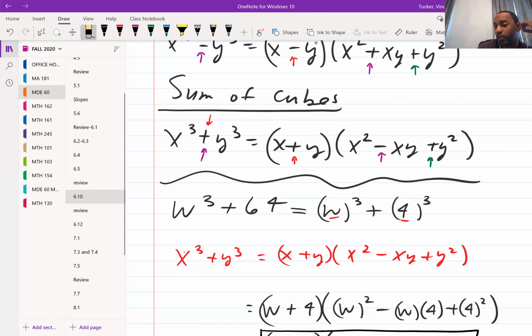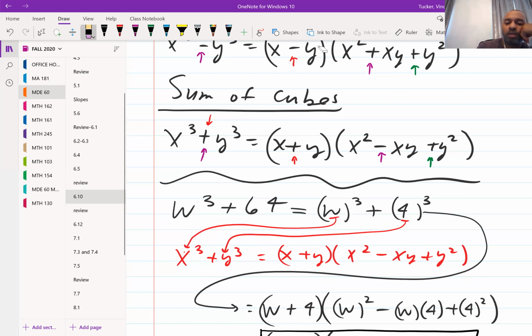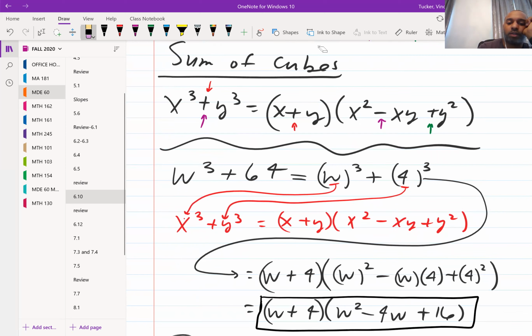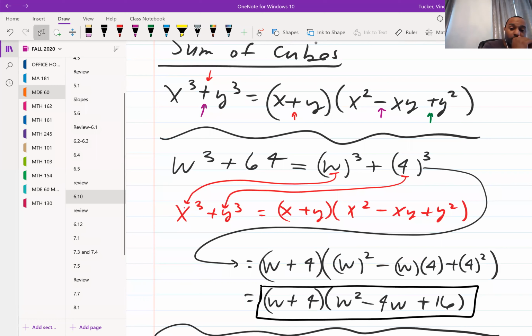All right. So looking at the formula for the sum of cubes, that means I'm going to take w, plug it in where I see x, take the 4, plug it in where I see y into the formula. And that's what we did right here. I plugged w in where I saw x in the formula, plug 4 in where I saw y. And then I simplified it as much as possible. That'll be w plus 4 times w squared minus 4w plus 16, because of 4 squared in back.